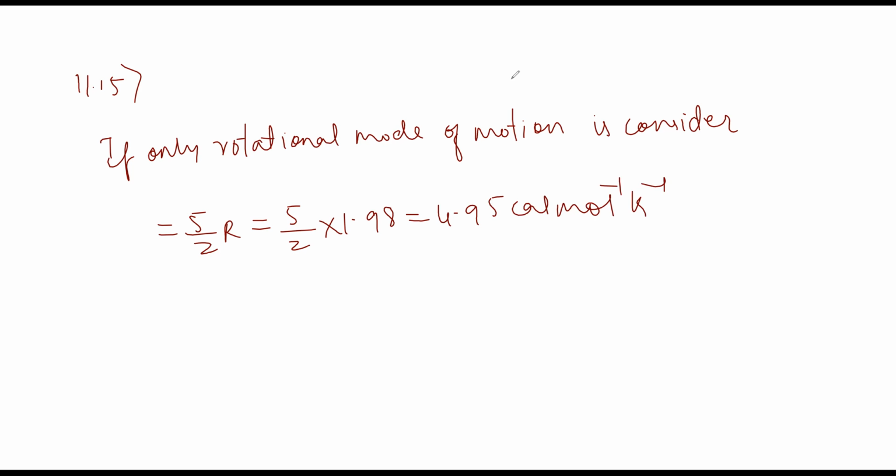So with the exception of chlorine, all the observations in the given table agree with this 5/2 R. So this is because at room temperature, chlorine also has a vibration mode of motion besides rotational and translation mode of the motion. So this is the solution for 11.15. And 11.16, that is based on theory concept. Go through it yourself.